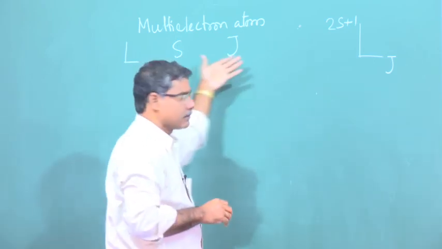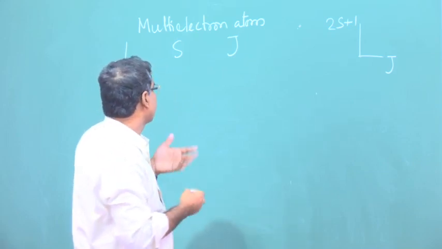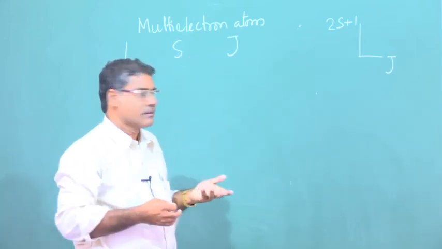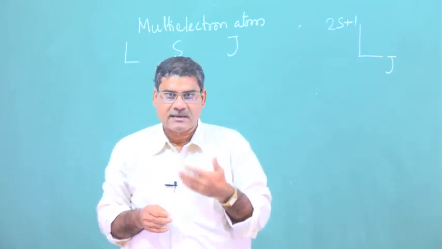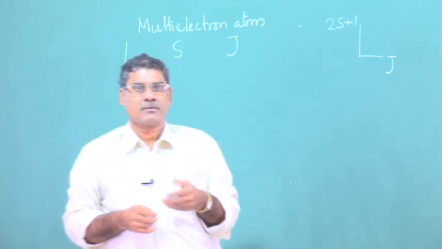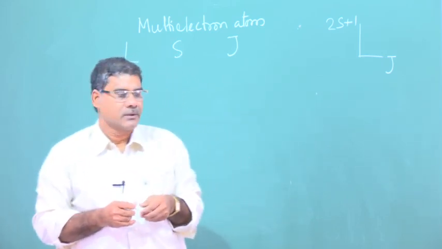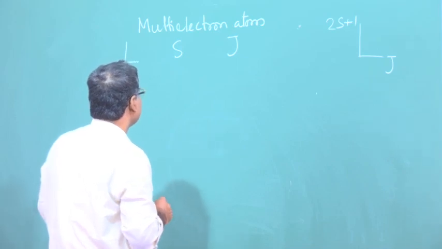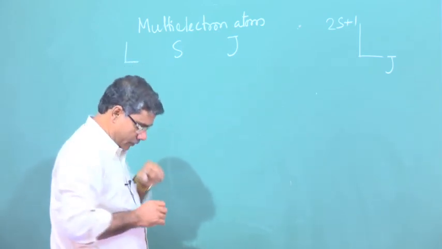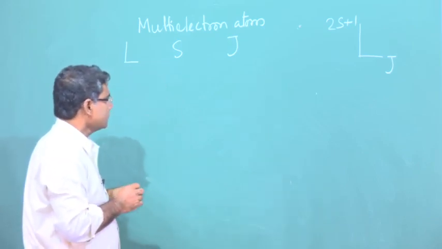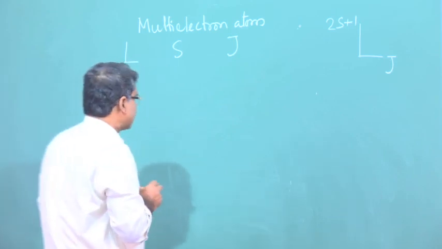But here we will consider LS coupling, because most of the atoms show this LS coupling rather than JJ coupling. JJ coupling is generally found for heavier atoms, means high Z value. So, that we will not discuss now, but mainly we will consider LS coupling. So, that is our aim to find out.